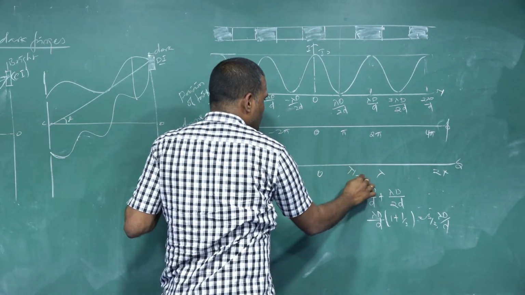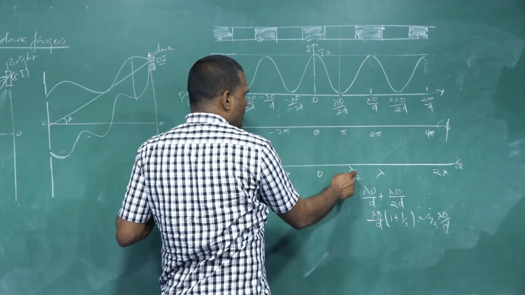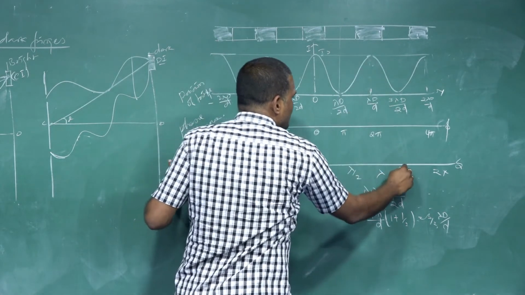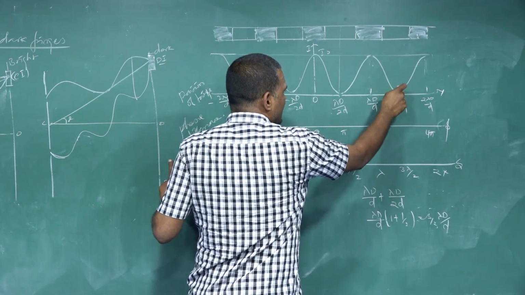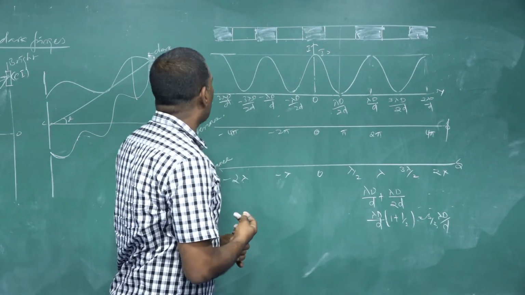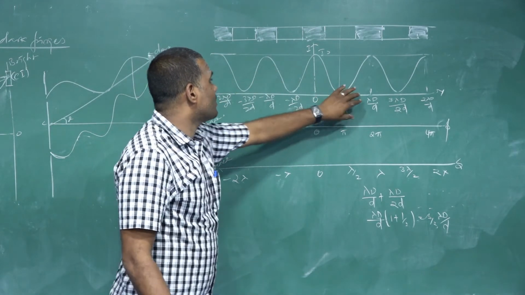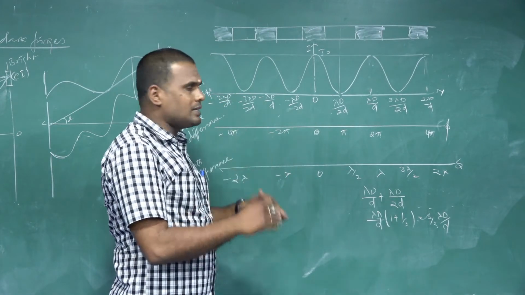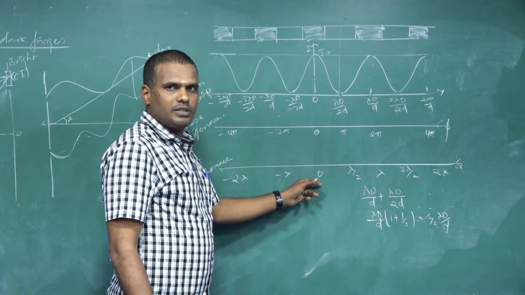For lambda by 2 values, you will get dark fringes. So for lambda by 2, you will get the first dark fringe, and for lambda, you will get the first bright. Then for 3 lambda by 2 path difference, you will get the second dark. Then for 2 lambda, you will get the second bright, and so on. This is how the fringes are formed. The positions of the fringes from the central bright fringe are given by this scale, the phase difference between the waves arriving at those points is represented by this scale, and the corresponding path difference has been represented using this scale.